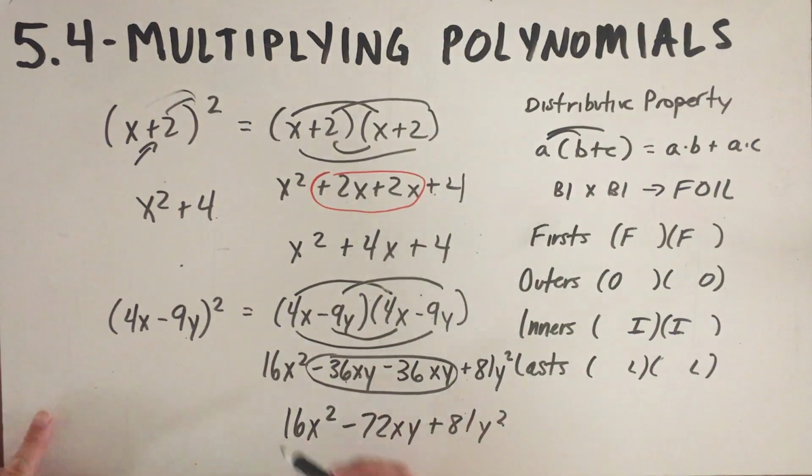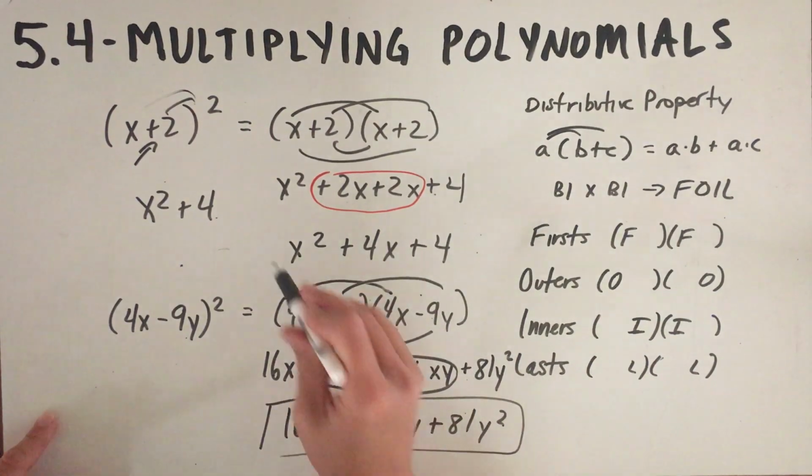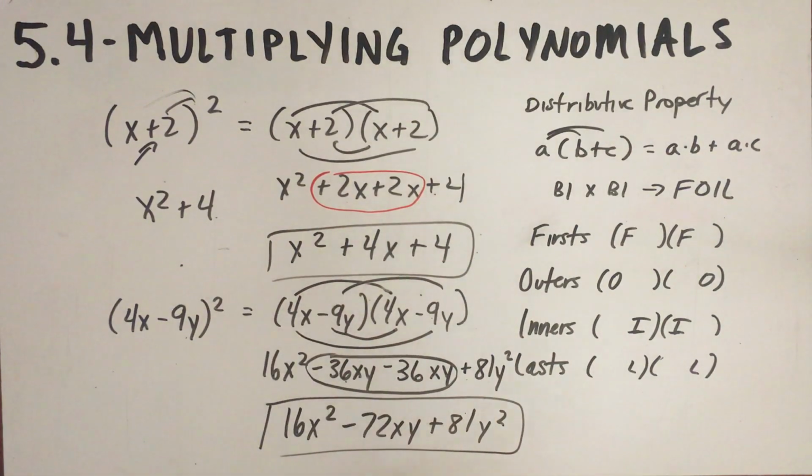Okay, and that's the end result here. This one and this one. Now let's examine these for just a second and say, well, is there a pattern, or is there a difference, or is there some way to maybe think about this differently than just FOILing?